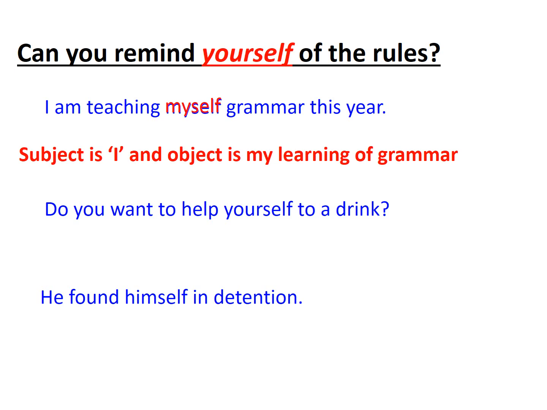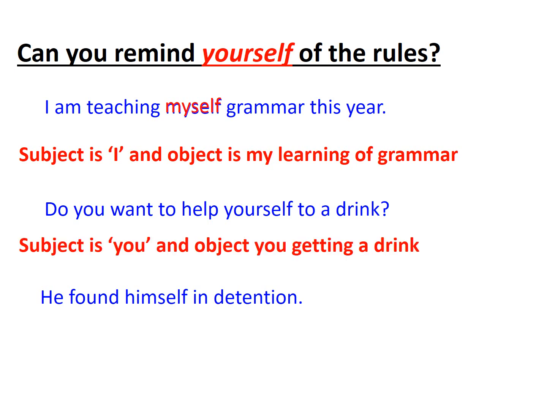You'll notice that the second example is in the second person and it's addressing one person. It's saying, do you want to help yourself to a drink? Now because you, the person who is being spoken to, is the subject of the sentence, it's important that we understand they are also the object of the sentence, hence why it says yourself, because that is the second person reflexive pronoun. And finally, he found himself in detention.